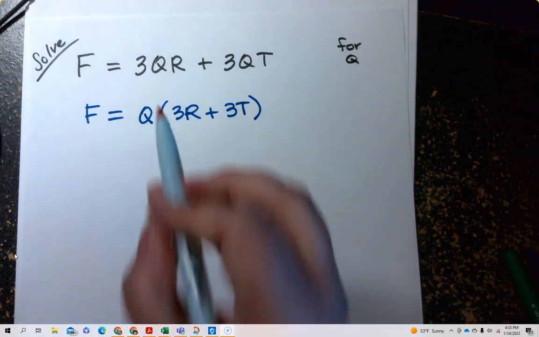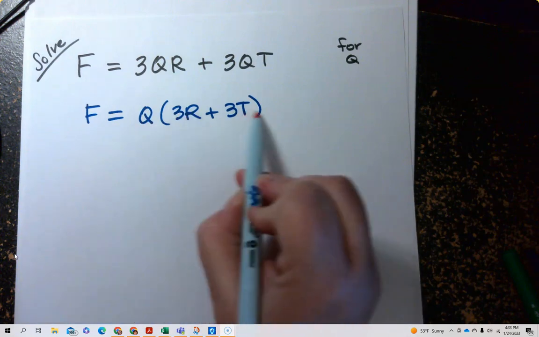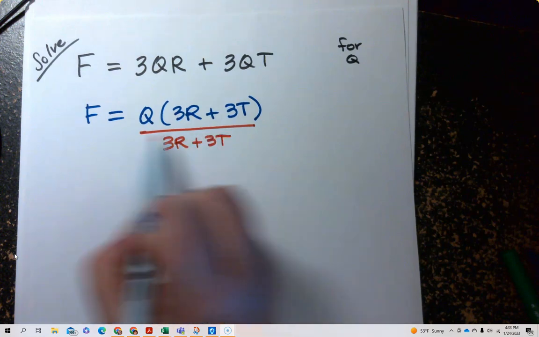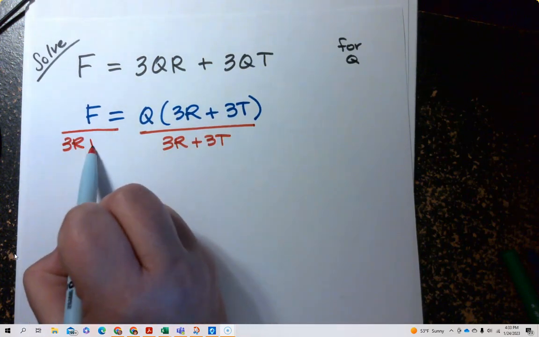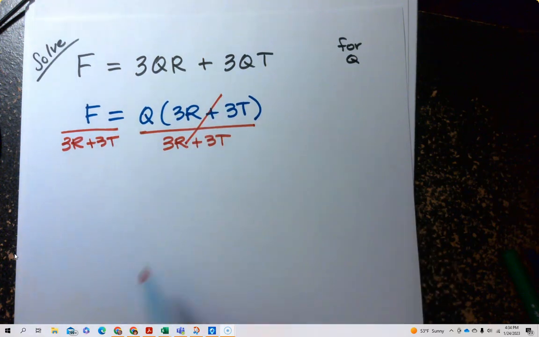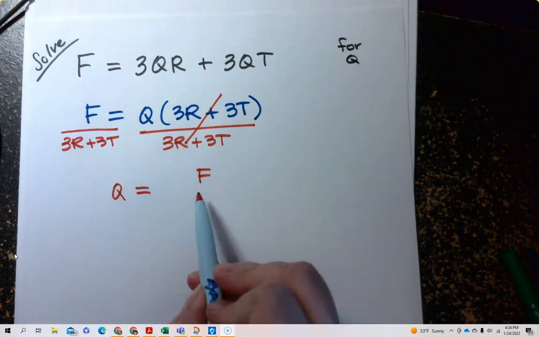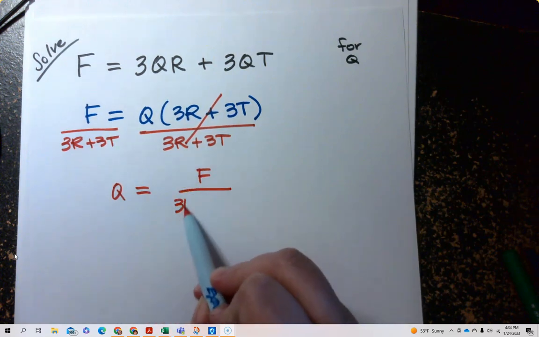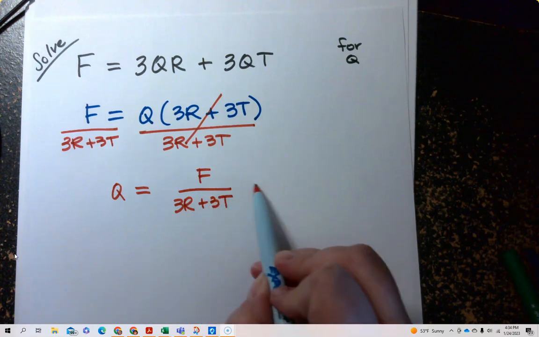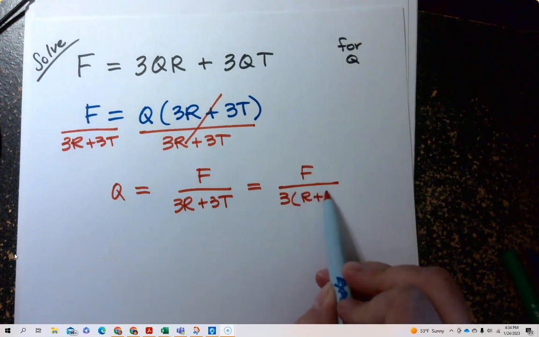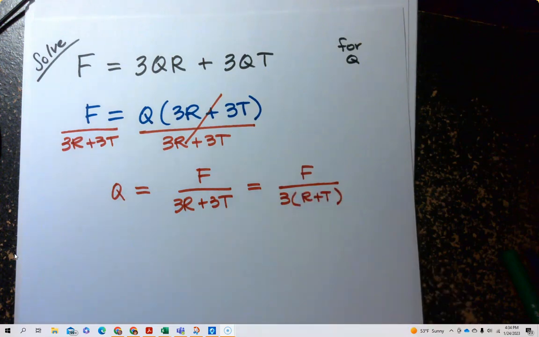Next thing I can do here is this is q times all of this, so I can divide by all of that on both sides. This is going to become a 1, and q is by itself. So I have q equals f over 3r plus 3t. Another way that could be written is f over 3 times r plus t. Either one of those is fine. Q's by itself, we have solved for q.